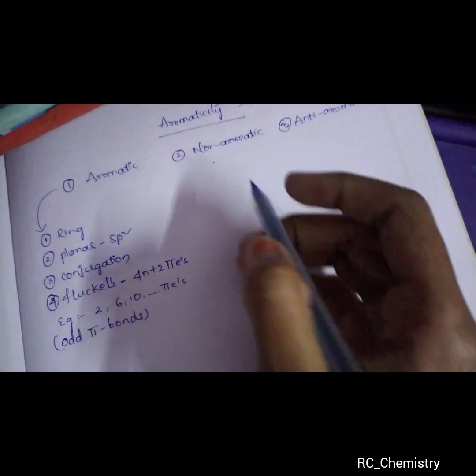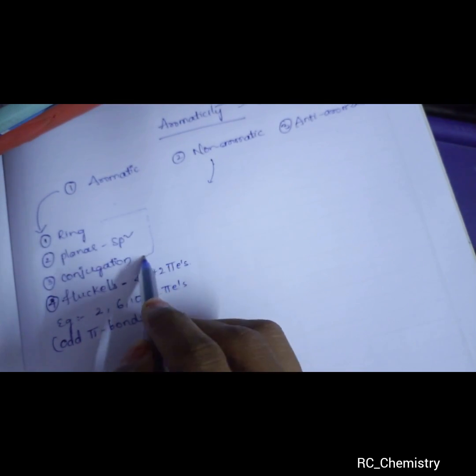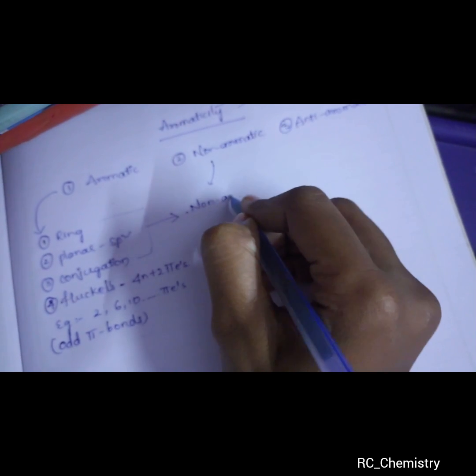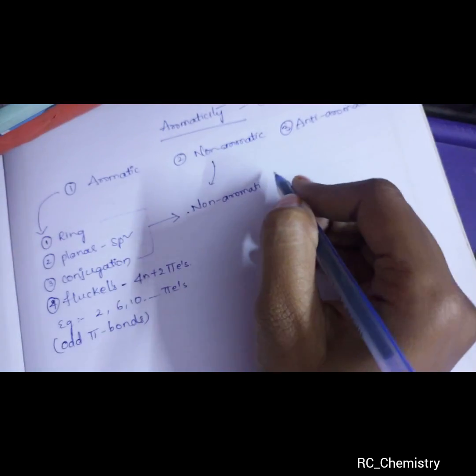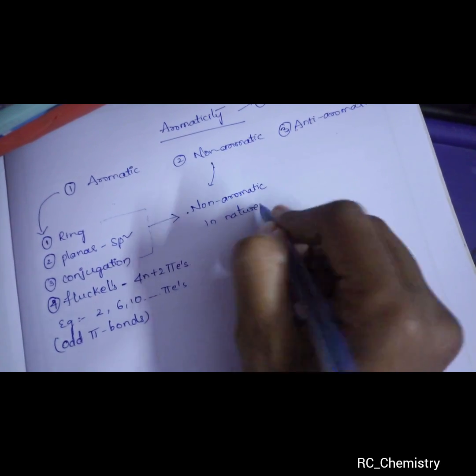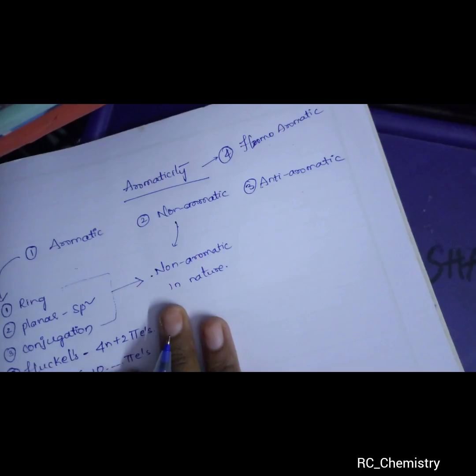Next, non-aromatic. If any of the first 3 rules fails, then it can be non-aromatic in nature. So this is the basic requirement for a compound to be non-aromatic in nature.